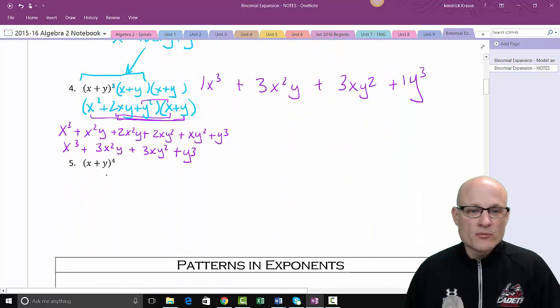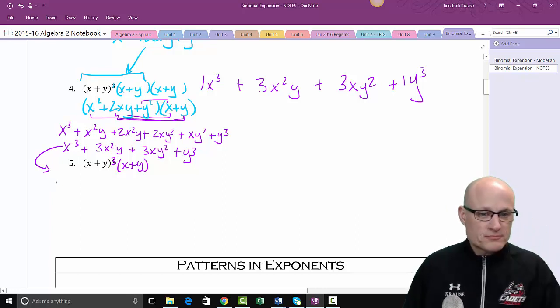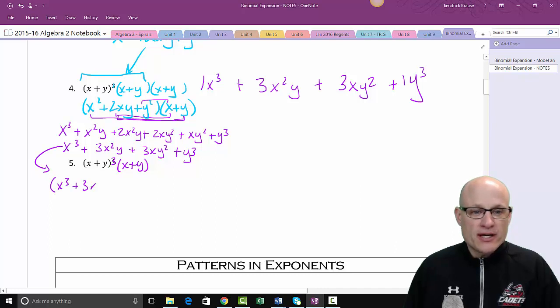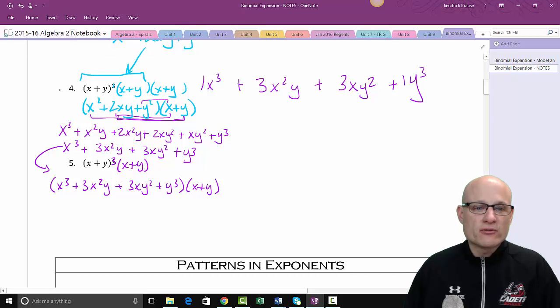We got 4 of them. Well, the fourth power is x cubed times (x + y), which is really just this times (x + y). So we're going to take x cubed plus 3x squared y plus 3xy squared plus y cubed, and we're going to multiply by (x + y). And we'll see if we can do this in a relatively neat and orderly fashion. I'll do it in red.